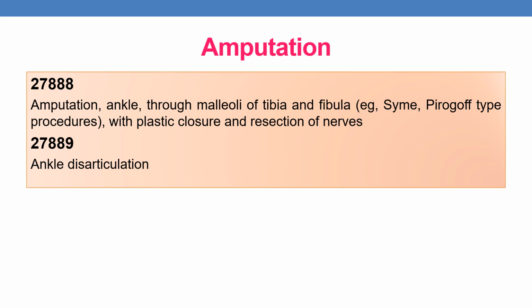The next CPT is 27888. It deals with amputation ankle through malleoli of tibia and fibula. For example, Syme or Pirogoff type procedures with the plastic closure and resection of nerves. And finally 27889. It deals with ankle disarticulation. The CPT for ankle disarticulation is 27889.